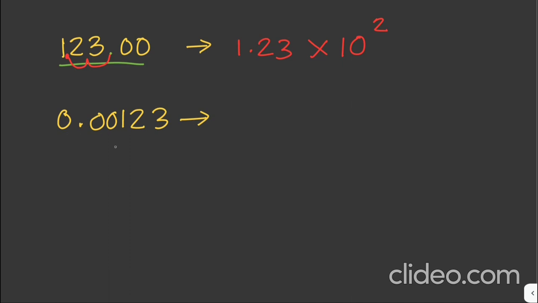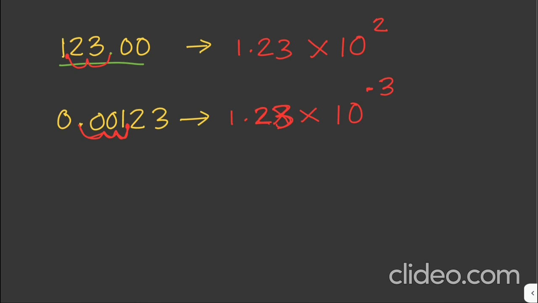Okay, how about the second one? We're given here 0.00123. Our decimal point is here. Therefore, we can move it to the right. So 1, 2, 3. And this would give us 1.23 times our base 10. How many times did we move it? 1, 2, 3. 3 times. And we moved it to the right. Therefore, the sign of 3 is negative. So this is 1.23 times 10 to the negative 3.